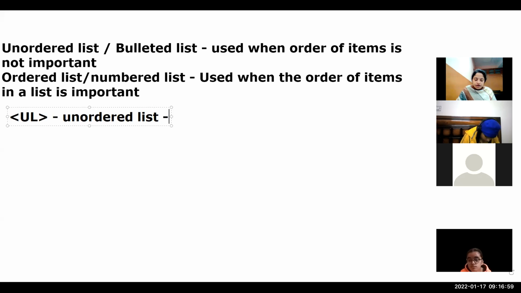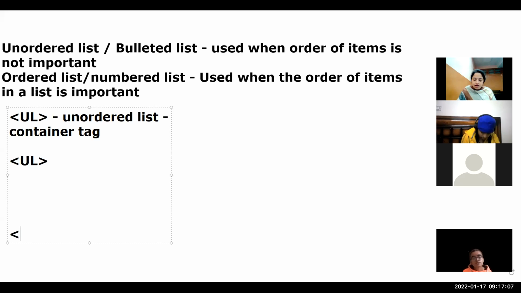It is a container tag. That means we will open the tag UL, then type the list items and close the UL tag. This will be your syntax. And for each list item, we will use the LI tag. Each list item that should have a bullet is defined by using the LI tag. Full form of LI is list item.